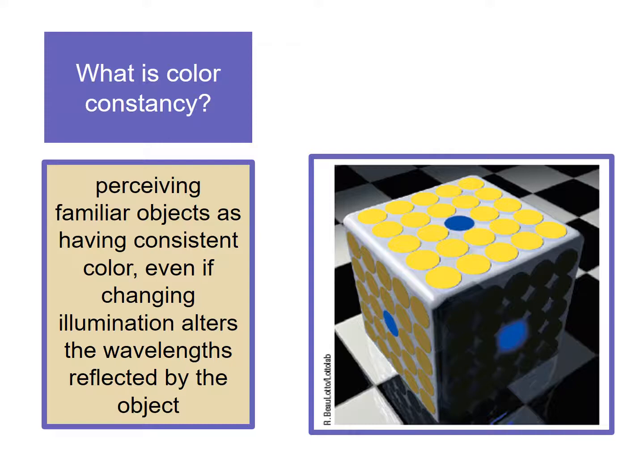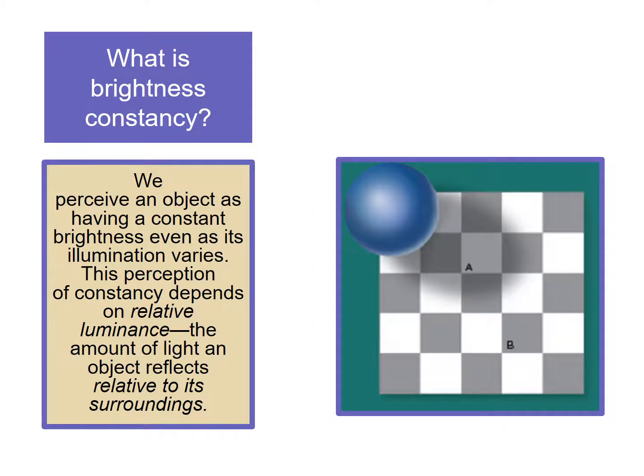Color constancy is when we perceive familiar objects as having consistent color, even if changing illumination alters the wavelengths reflected by the object. Brightness constancy is when we perceive an object as having a constant brightness, even as its illumination varies. This perception of constancy depends on relative luminance, which is the amount of light an object reflects relative to its surroundings.